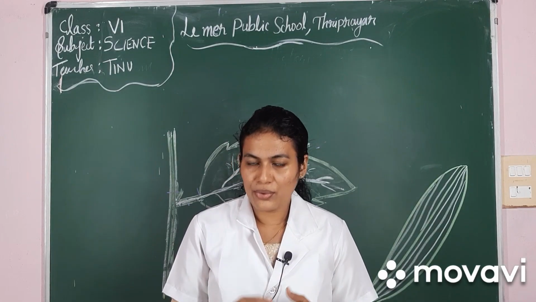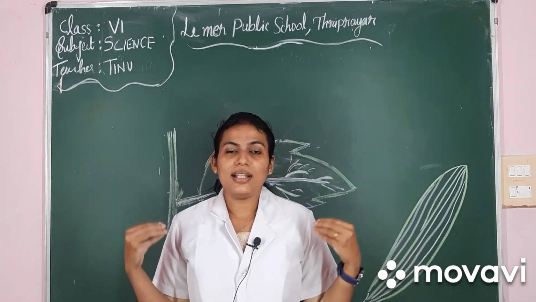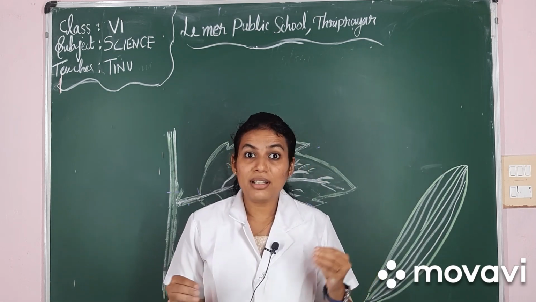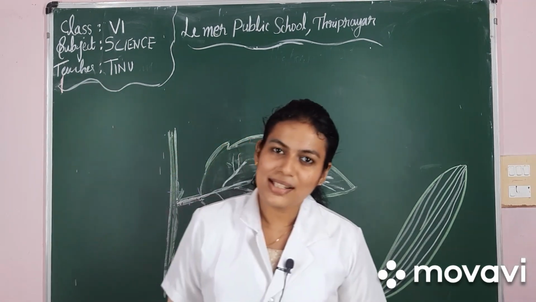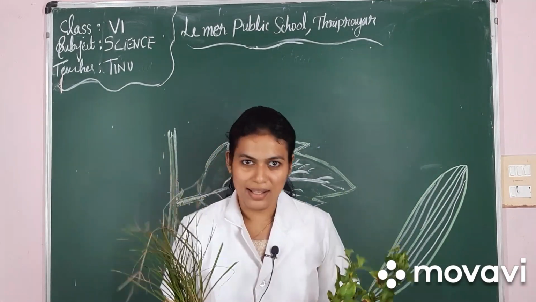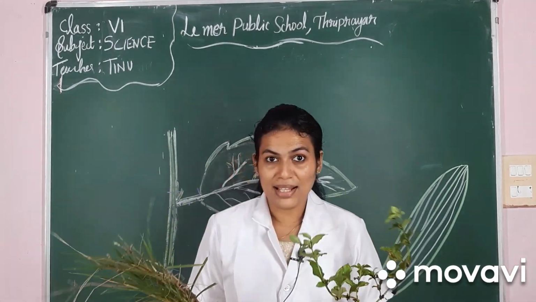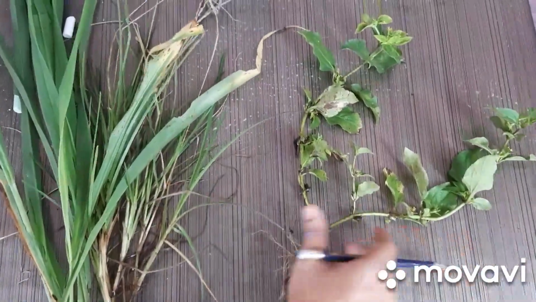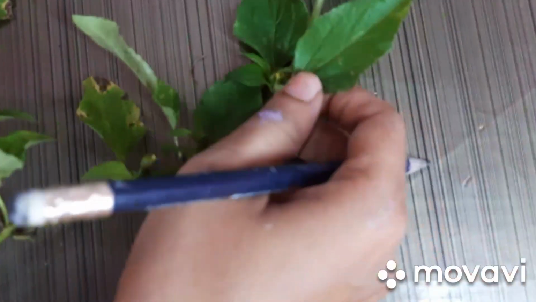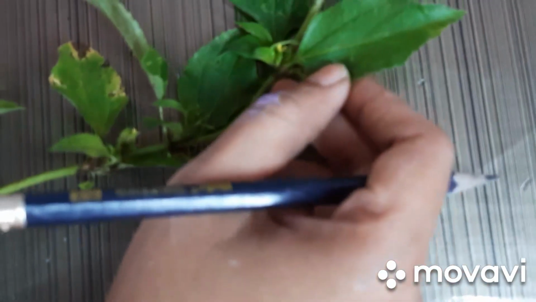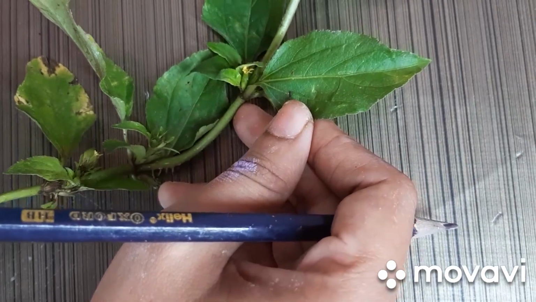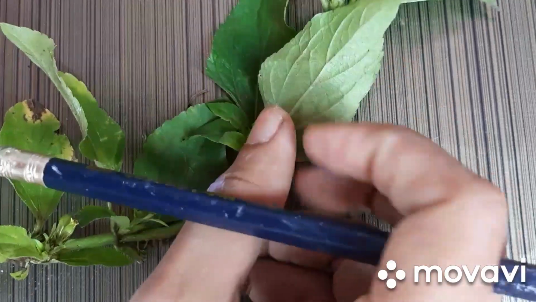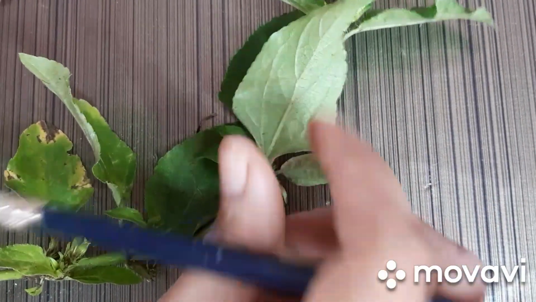Now I want all of you students to look around you. You can see different kinds of plants, and you may find a few differences among the leaves of the plants. For example, I have two plants in my hands. When I observe both these plants, I find a huge difference in the leaves. Students, let's observe the leaves of these plants. Here you can see the midrib and veins in a network pattern.